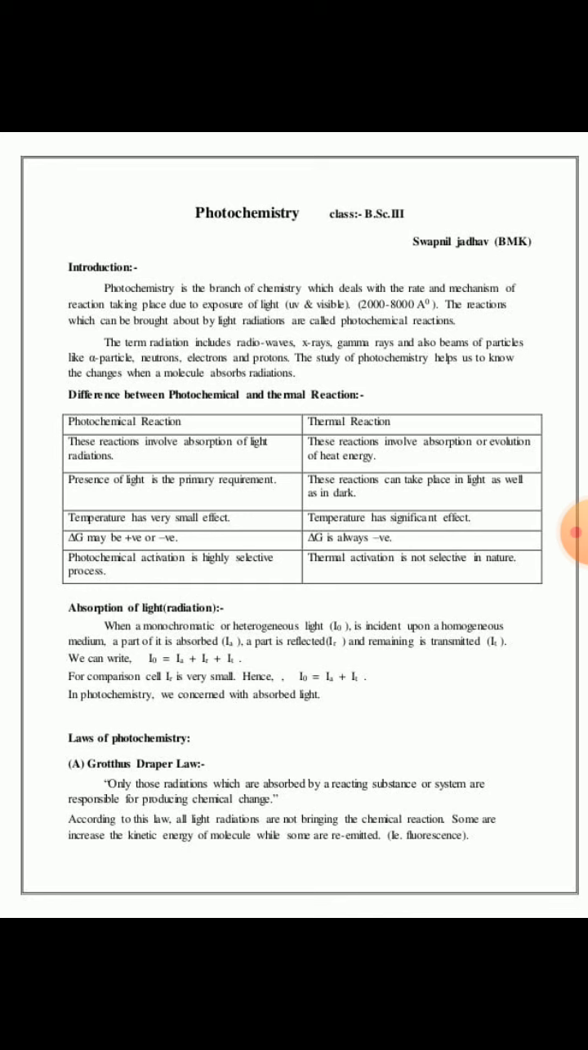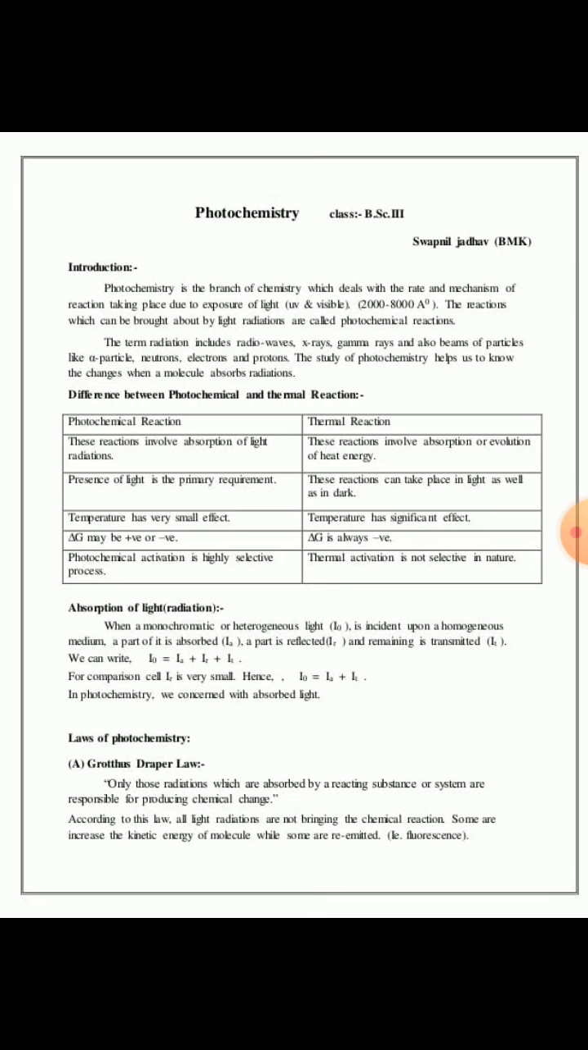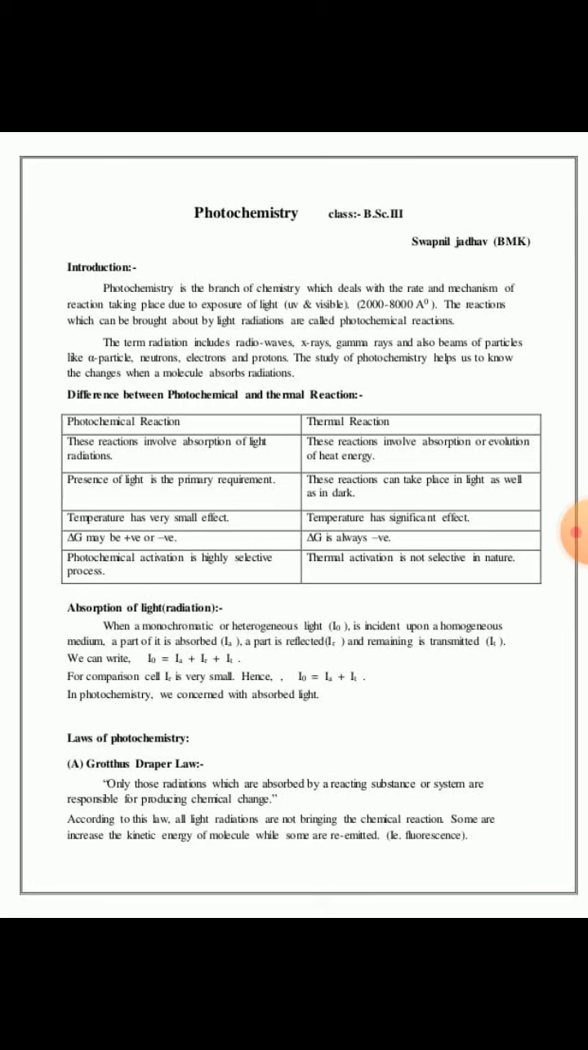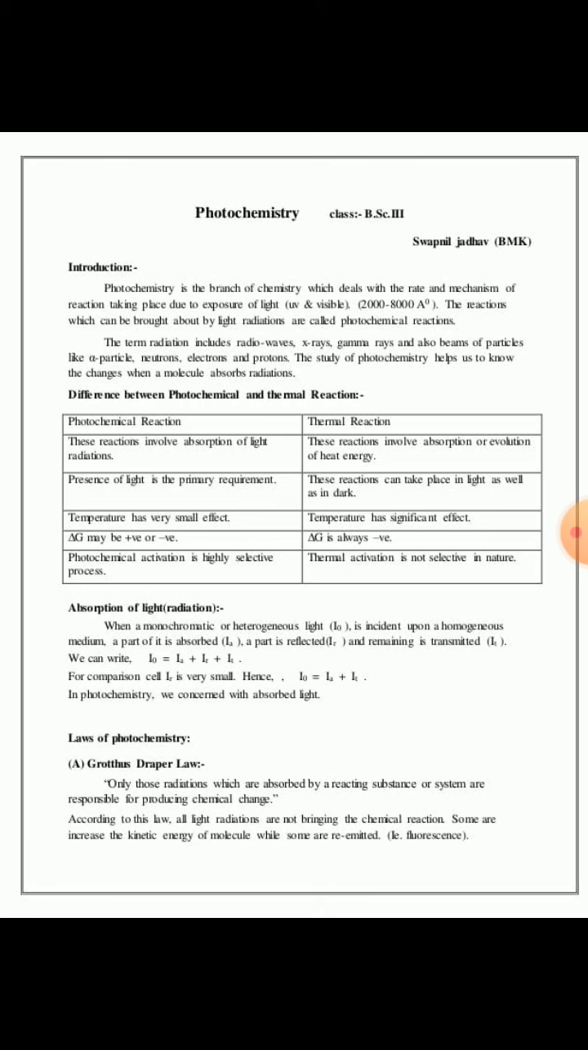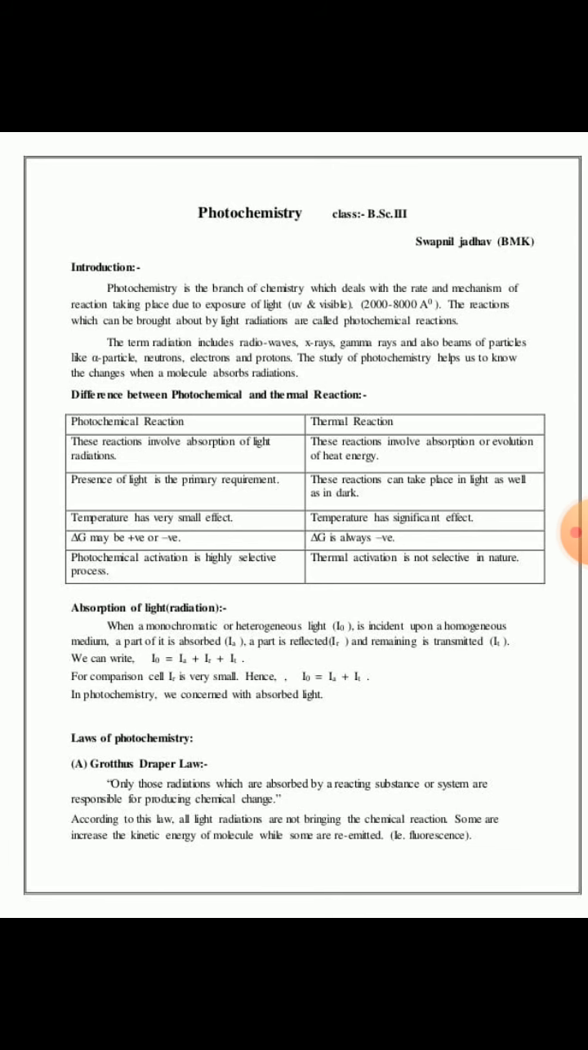In photochemical reactions, delta G may be positive or negative. In thermal reactions, delta G is always negative. Photochemical activation is a highly selective process. Thermal activation is not selective in nature. Now we discuss the absorption of light.